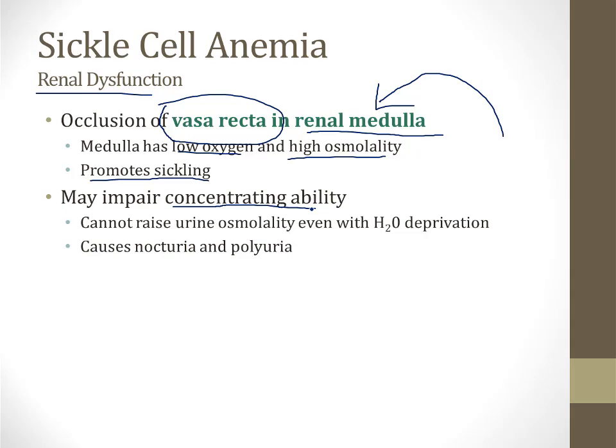Patients with sickle cell anemia sometimes are unable to raise their urine osmolality even when they are subjected to water deprivation. This can lead to nocturia and polyuria. These are all symptoms of being unable to concentrate the urine and therefore dumping too much water out in the urine and urinating extra frequently as a result of inability to concentrate the urine.